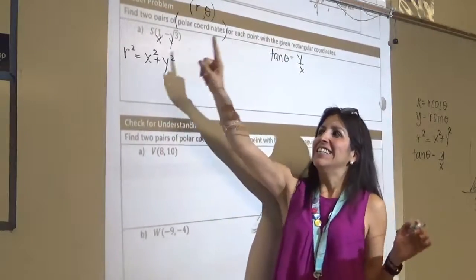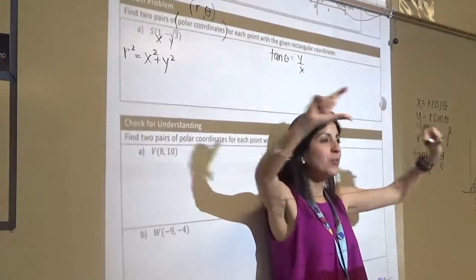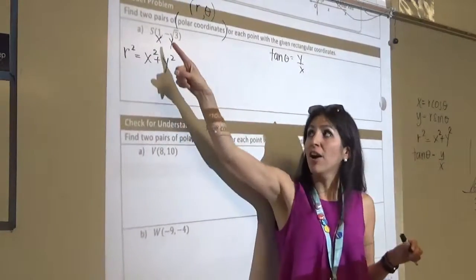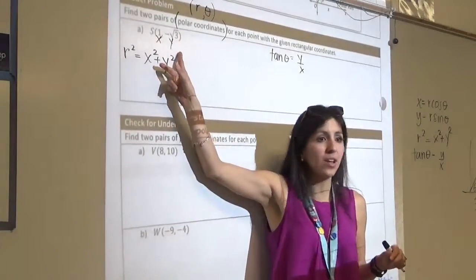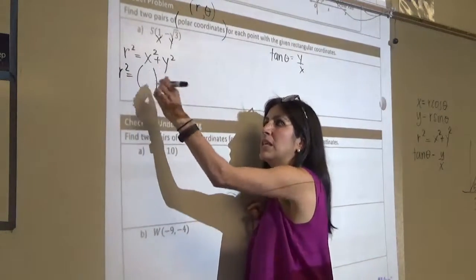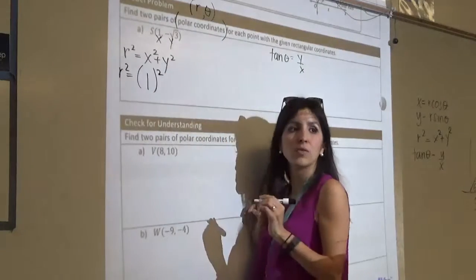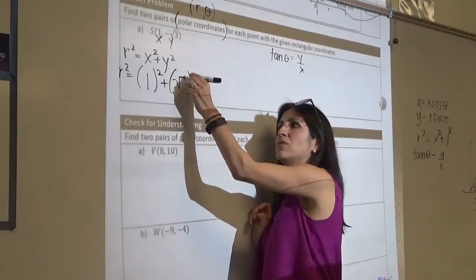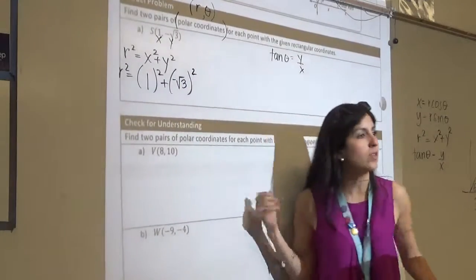Okay. So just like last time, after we write our formulas down, we substitute in where we can. Not hard, right, if I've annotated my point appropriately. So r squared needs to equal, let's see, parentheses, a 1, where the x was, with a square on top, plus parentheses, a negative square root of 3, where the y was, with a square on top.